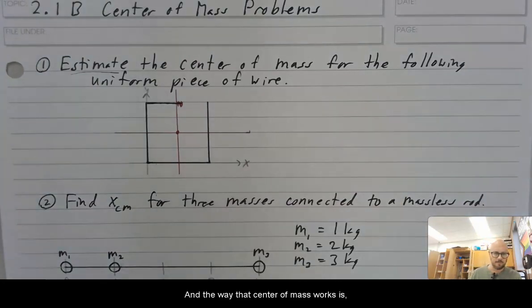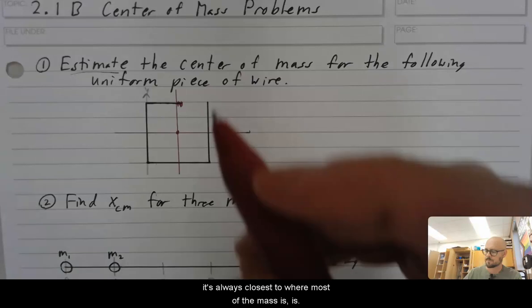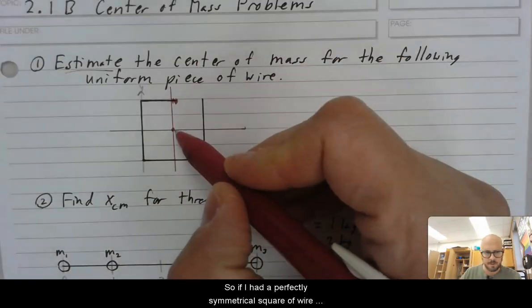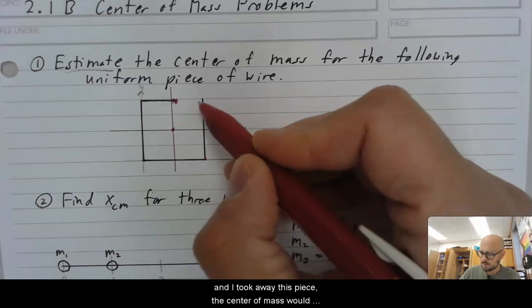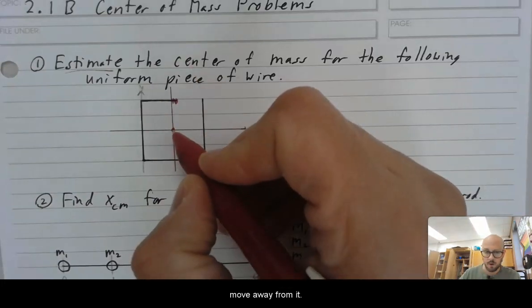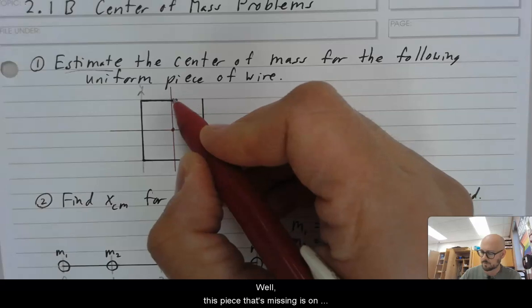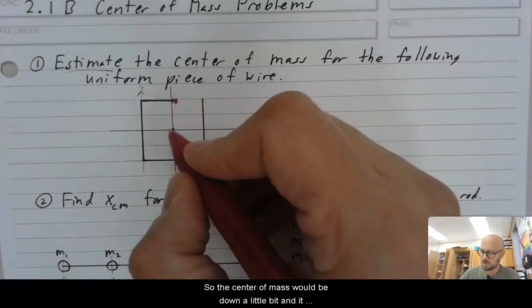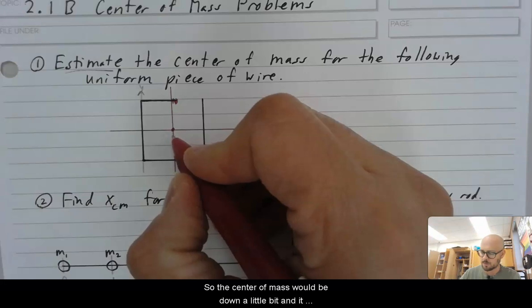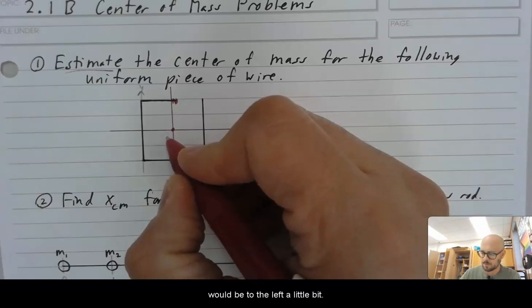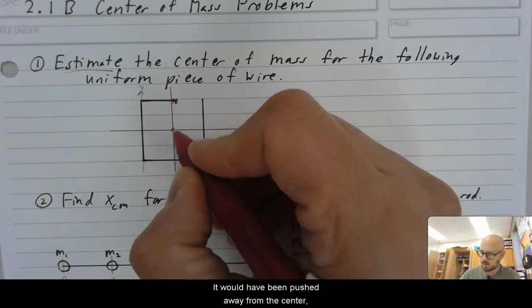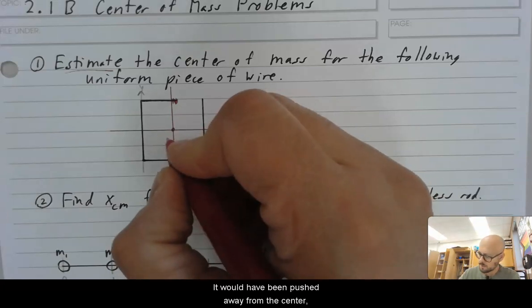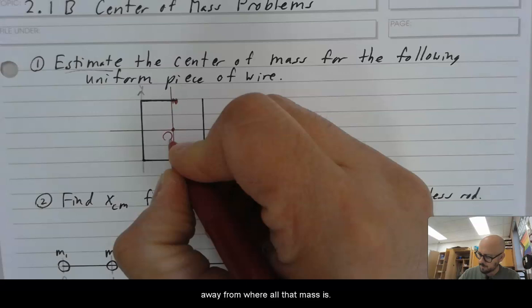And the way that center of mass works is it's always closest to where most of the mass is. So if I had a perfectly symmetrical square of wire, and I took away this piece, the center of mass would move away from it. Well, this piece that's missing is on the right side and on the top. So the center of mass would be down a little bit, and it would be to the left a little bit. It would have been pushed away from where all that mass is.